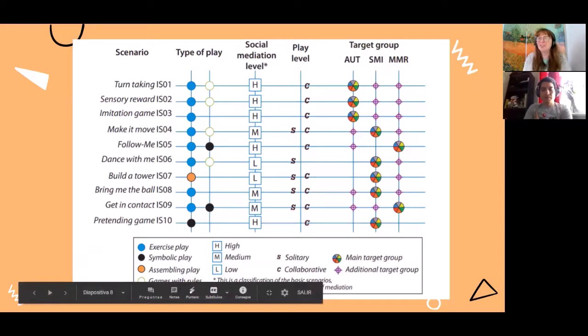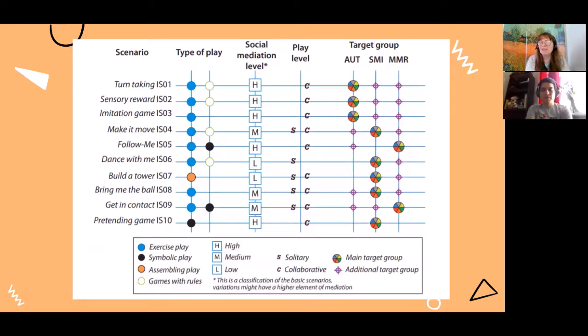A particular challenge that we had in that project, you can see it here on the right when it says target group, is that we did not only work with children with autism. ASD stands for autism, but we also worked with children with severe motor impairments. So SMI stands for severe motor impairments, but also MMR stands for children with mental delays or difficulties. And these three user groups are, of course, very diverse in their needs.